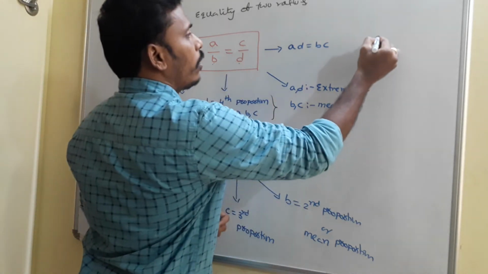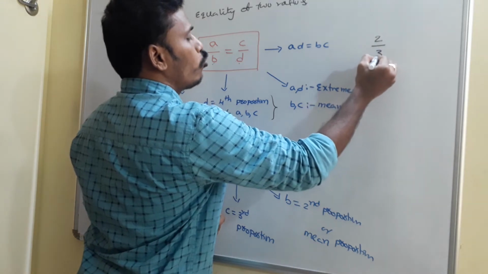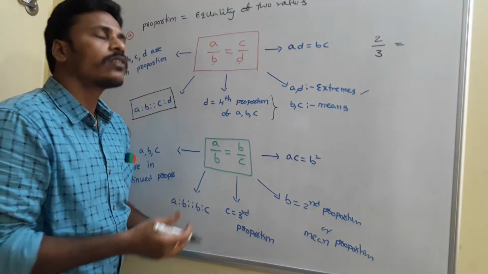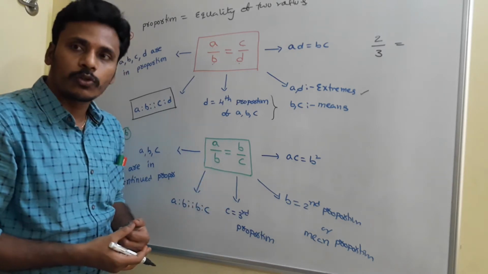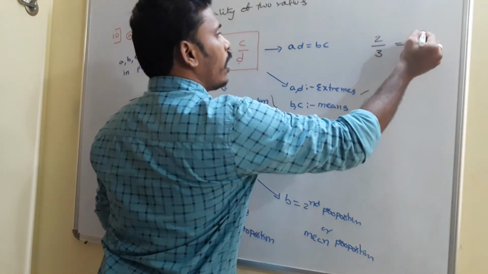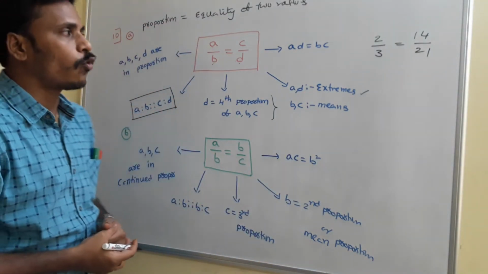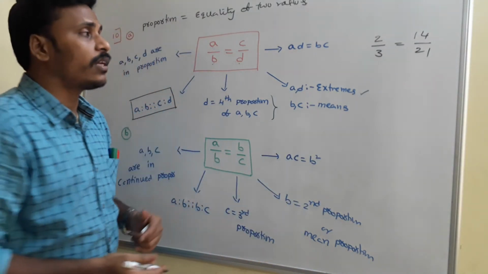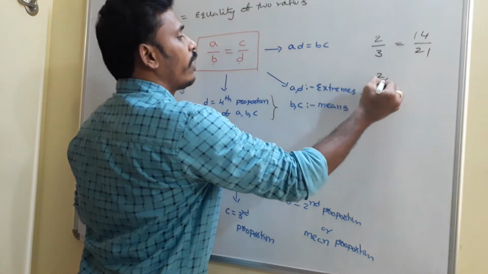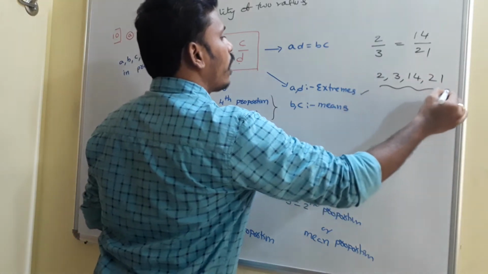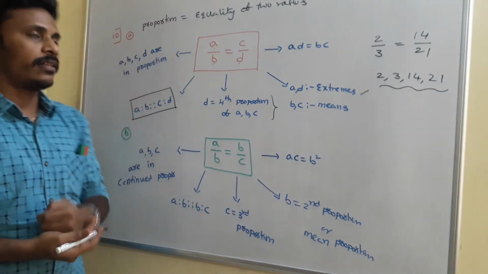Coming to an example, 2 by 3 is a ratio. There are many ratios which are equal to 2 by 3. Suppose I say 14 by 21, is it clear? 2 by 3 is equal to 14 by 21. Since 2 by 3 is equal to 14 by 21, we can say that 2, 3, 14 and 21 are in proportion.